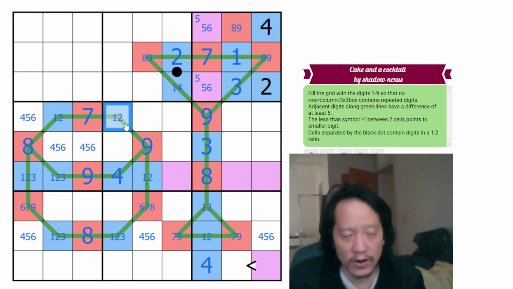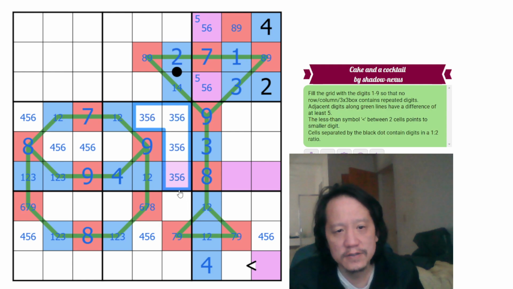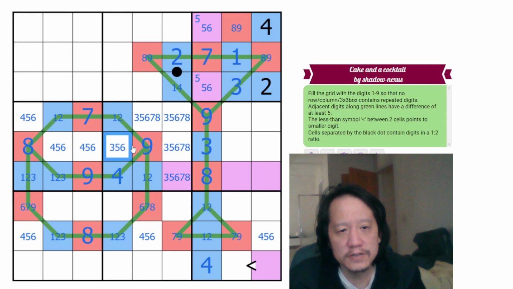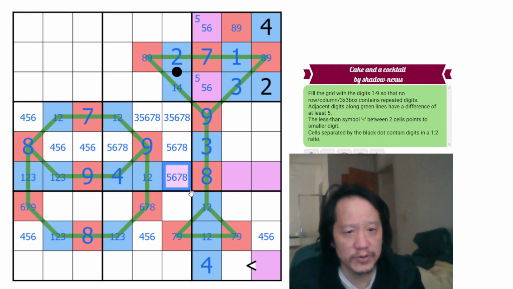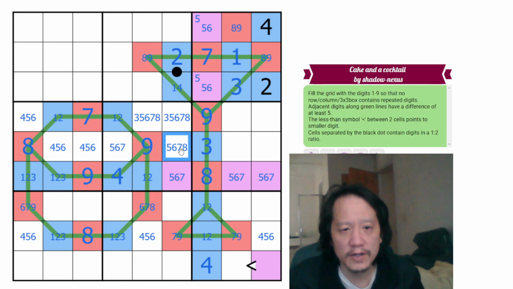Sorry, pair in box 5. Therefore, the rest is 3, 5, 6, 7, 8. So these cannot be 3. This can't be 3. This can't be 8. This is 5, 6, or 7. These are also 5, 6, or 7. So 3 is one of these two. We already knew that, though. This can't be 8. This can't be 8.